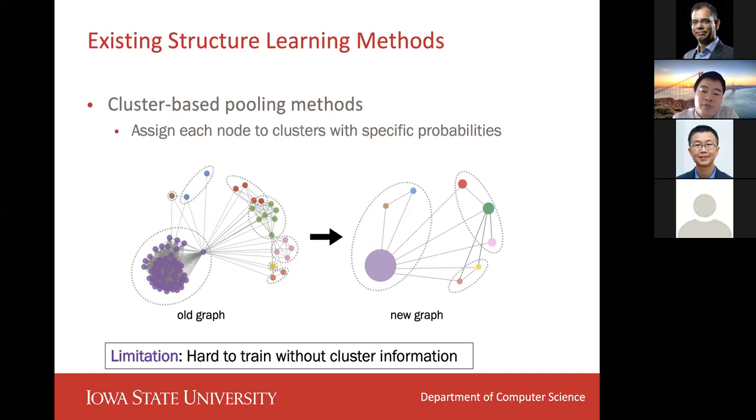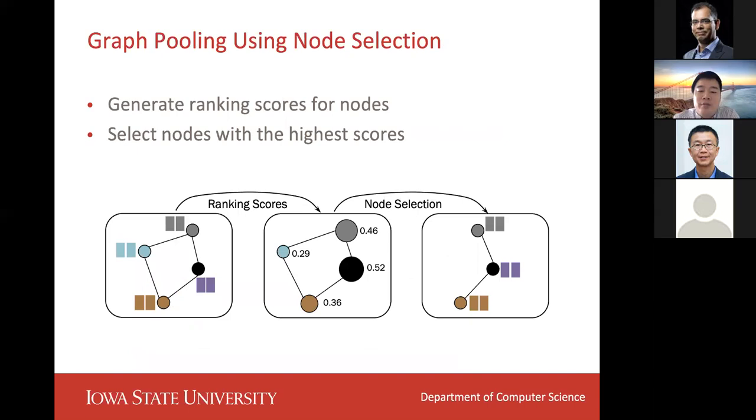To do graph pooling, we propose an importance-based node selection method. This has been a main research stream of graph pooling in the community. This method mainly contains two steps. In the first step, we will generate ranking scores for each node. Then based on the ranking scores, we select the most important nodes to form the new graph. So how to generate informative ranking scores is the most important part in this method.